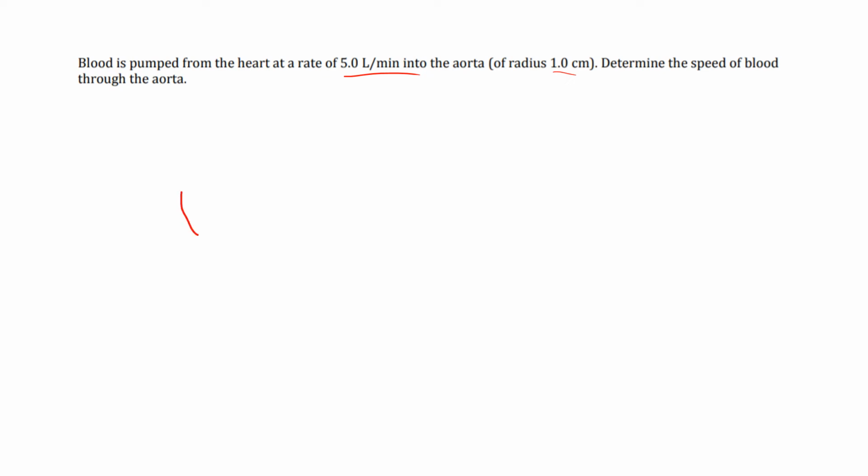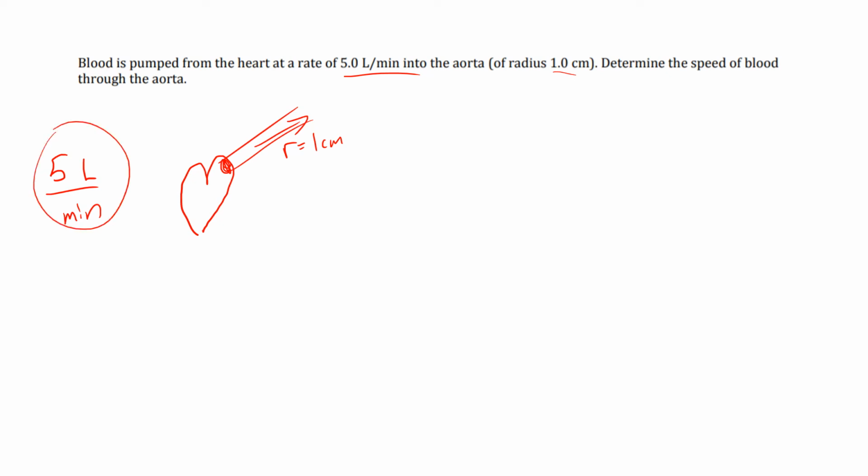All right, let's draw a real life to scale heart. Looks great. So this is 5 liters per minute. Okay, and what it's doing is it's pumping the blood out. Here's the hole because, of course there is. And the aorta comes out here. Whoops. And it's got a radius of 1 centimeter. Okay, so we have to figure out what to do with this.